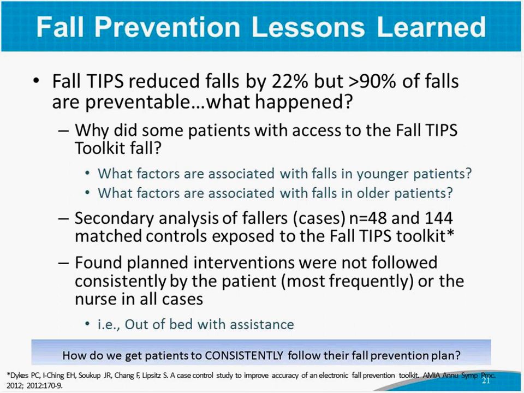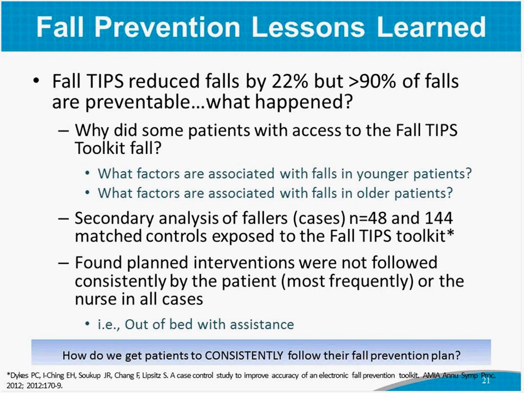Lessons learned from the Fall Tips study. So know that overall the intervention was successful. We saw a statistically significant reduction in falls. But we started this presentation by looking at Dr. Morse's work, who says that over 90% of falls are preventable. And so our question was, why is it that we only prevented 22%? We saw a reduction of 22%. We know that 90% of falls are preventable. We wondered, why is it that some patients who had access to the Fall Tips Toolkit still fell?